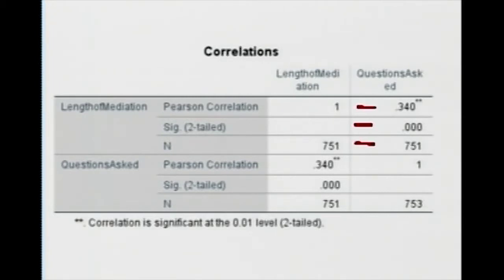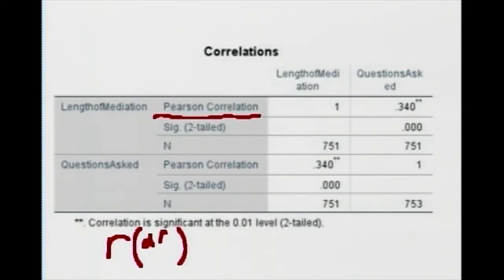The next question is, how do we write this up? Let's take a look. It's a very simple process. When we are writing this up, we start by indicating the r, and that represents the Pearson correlation. Then in parentheses, we put the degrees of freedom, that's the degrees of freedom here. Then we'll put the number, and then we'll put the p-value.